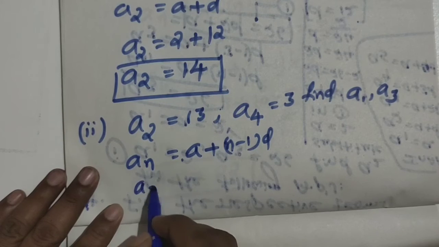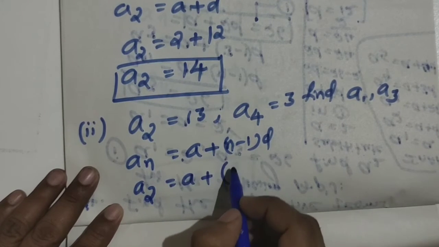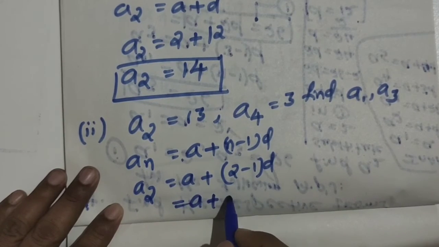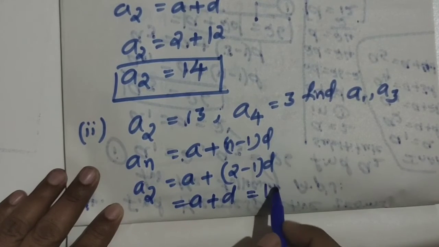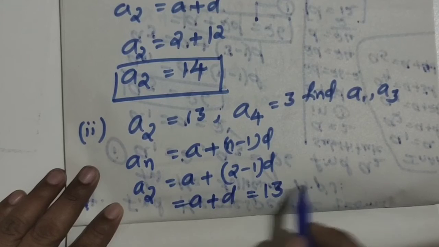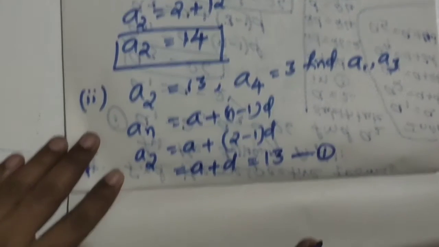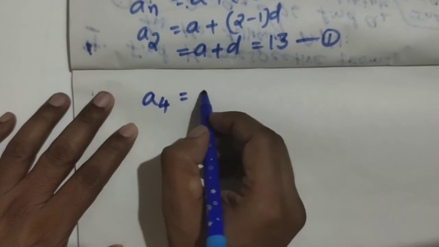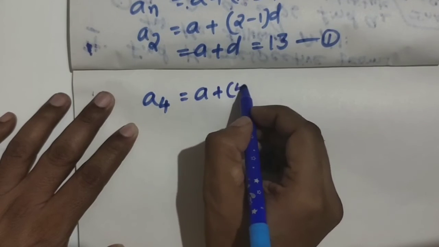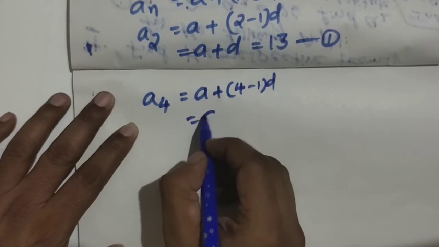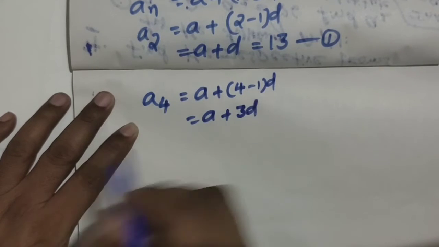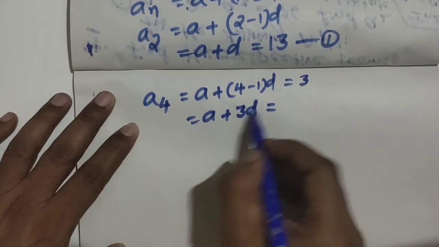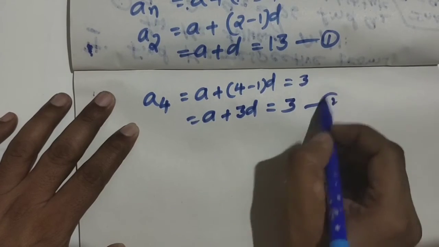Now here a2 is equal to what? A plus 2 minus 1 into d. That is a plus 2 minus 1, simply 1 into d. A plus d is equal to 13. Okay, so say equation 1. In the same way, here we have a4, that is a plus 4 minus 1 into d, that is a plus 3d. Simply we have here a plus 3d, a4 is actually 3, say equation 2.